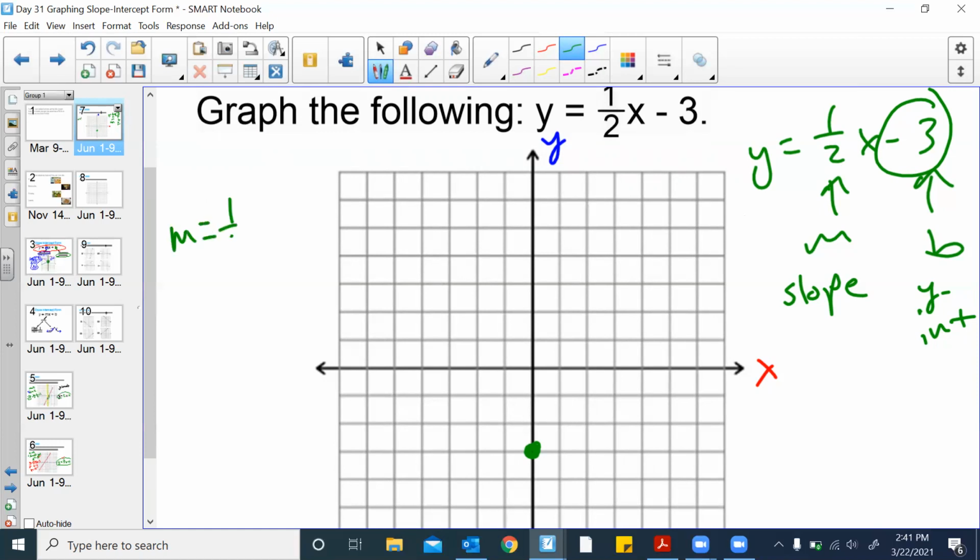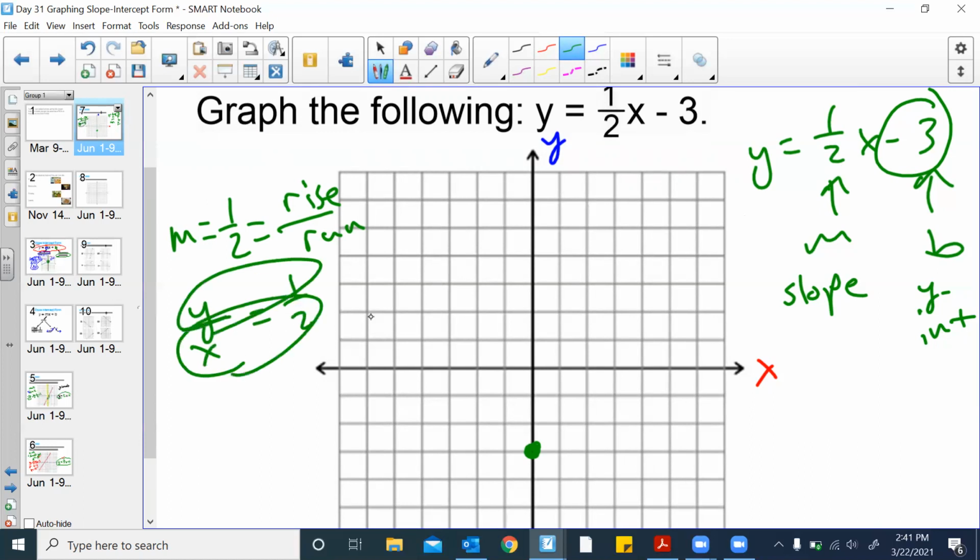When I look at my slope, remember, I'm going to have 1/2 for my slope. M equals 1/2, and that's going to be my rise over my run. So my y over my x. So my y is going to be 1, my x is going to be 2. So y, I'm going to come up 1, x, I'm going to come over 2, y, I come up 1, x over 2. And I do encourage you guys to graph at least 2 points, and you'll see that I can draw a straight line through both of them.